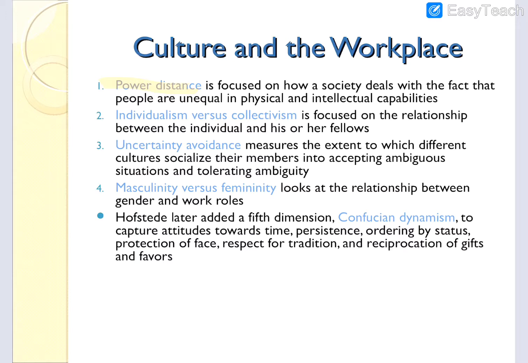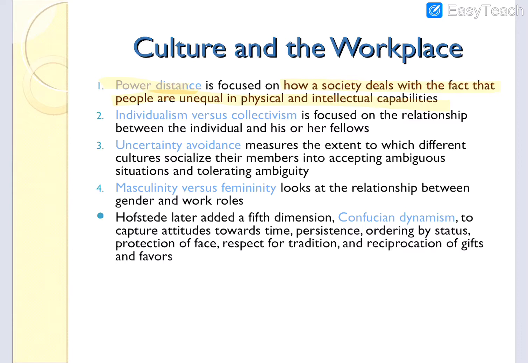Power distance. The power distance dimension focuses on how a society deals with the fact that people are unequal in physical and intellectual capabilities. According to Hofstede, high power distance cultures were found in countries that let inequalities grow over time into inequalities of power and wealth, while low power distance cultures were found in societies that try to play down such inequality as much as possible. So you have a low power distance culture if you try to reduce the inequalities, but you have a high power distance culture if you let the inequalities grow over time.